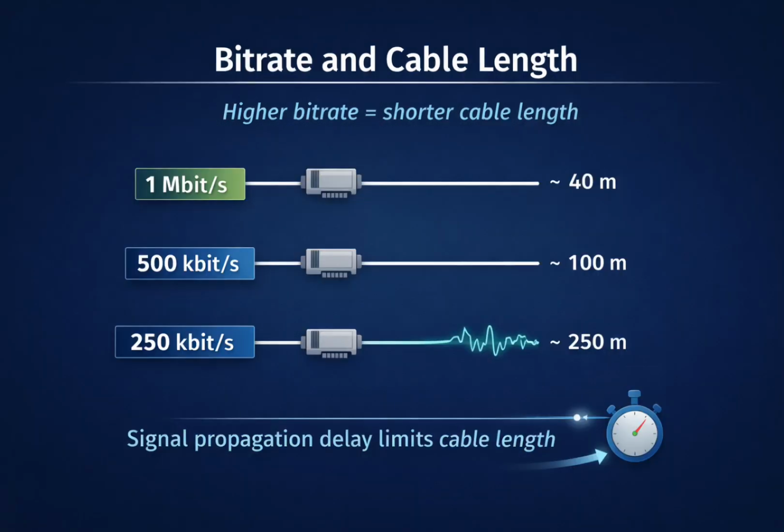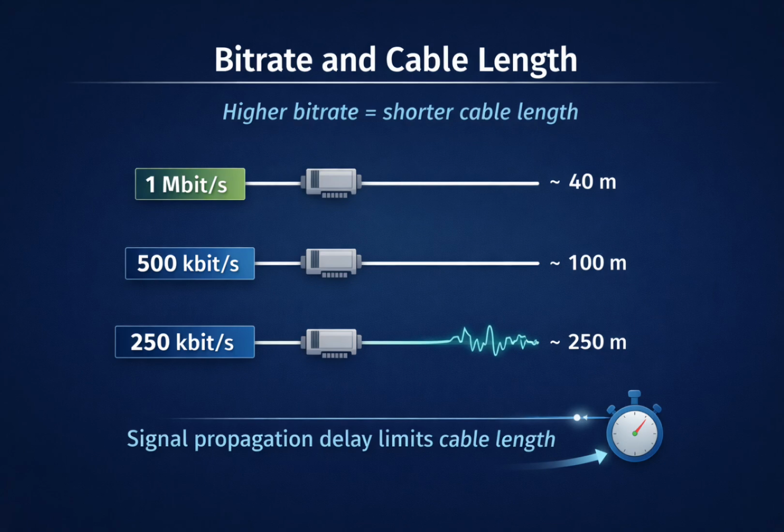One of the most important relationships in CAN networking is this: the higher the bitrate, the shorter the maximum cable length. For example, at 1 megabit per second, you're typically limited to around 40 meters of cable. At 500 kilobits per second, this increases to roughly 100 meters. And at 250 kilobits per second, cable lengths of 250 meters or more are common.